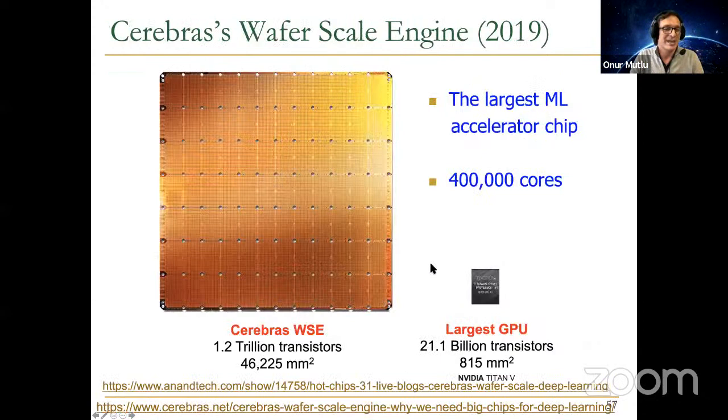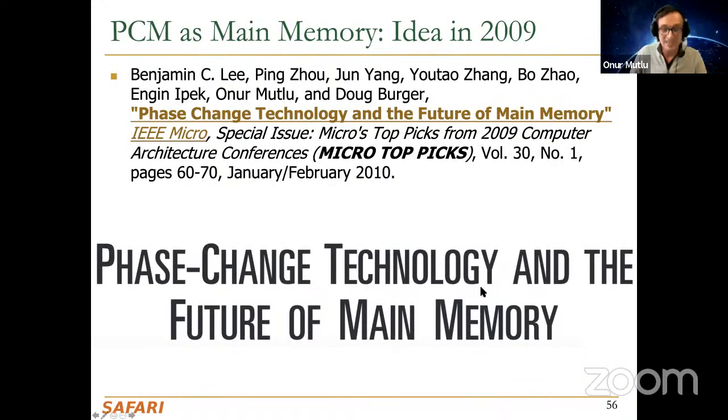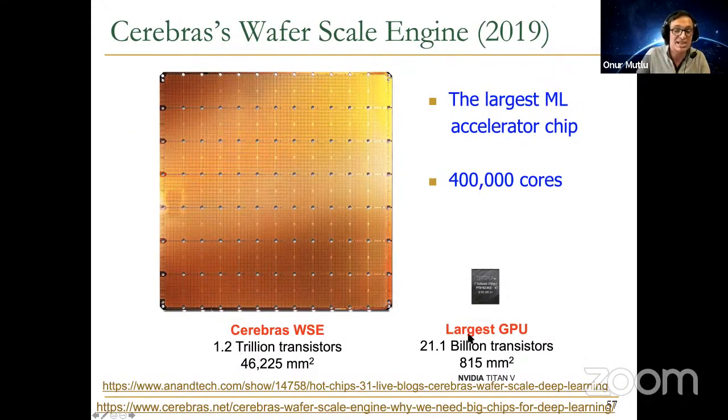Okay, so let's move from memory to something else. This is another example that's happening today. This is, again, announced in 2019. Let me look at something on the right side. Right side is the largest GPU comparison, right? GPU clearly has been around for a long time. GPUs are old right now. I cannot talk about GPUs anymore as something new. But these are some of the very capable computation engines, right? GPUs, 21.1 billion transistors, NVIDIA Titan GPU, right? Titan V. And it's big, 815 square millimeters.